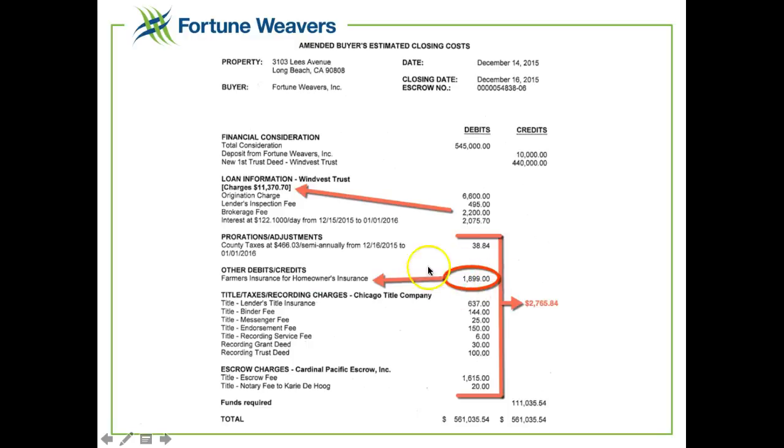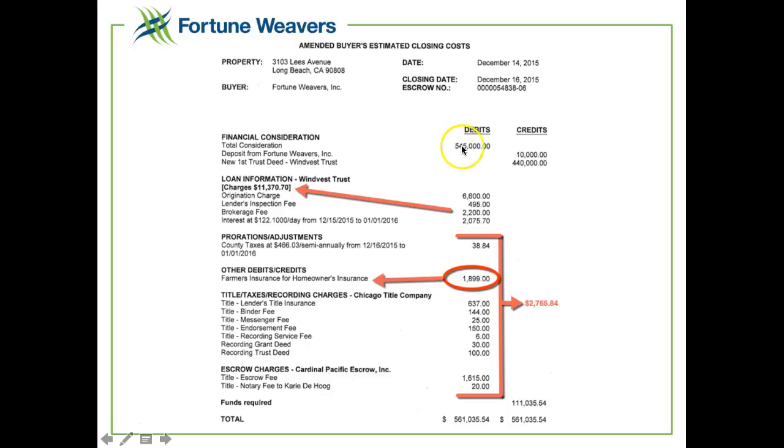Now, normally we don't have our insurance on this. We pay it outside of escrow. This time it was included. So we're not going to use that number because we talked about it before where it's $200 a month. Remember, we always want to get a binder, always, because that saves us in title insurance costs. So these numbers here, all the way down here with escrow and title equal $2,765.